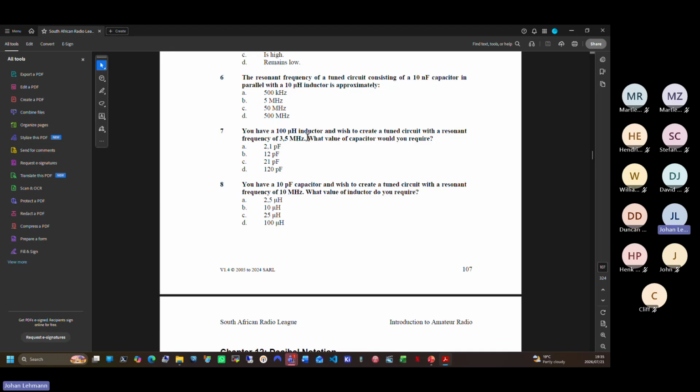Okay, you have a 100 microhenry inductor and wish to create a tuned circuit with a resonant frequency of 3.5 megahertz. What value of capacitor would you require? I hope I'm not off, but I got 21 picofarads. Yes, 21 picofarads is correct. Okay, you have a 10 picofarad capacitor and wish to create a tuned circuit with a resonant frequency of 10 megahertz. What's the value of the inductor? I got 25 microhenry. Yes, correct.